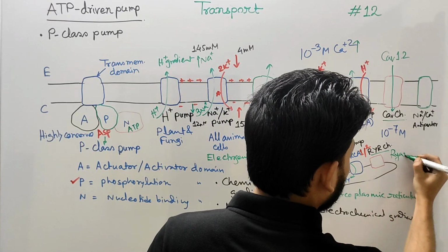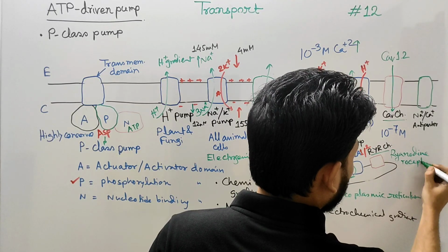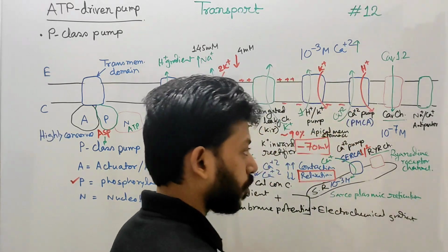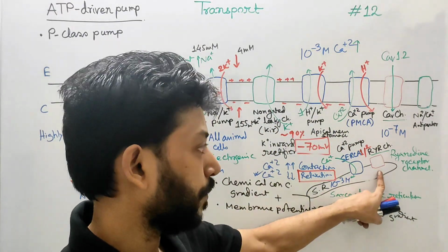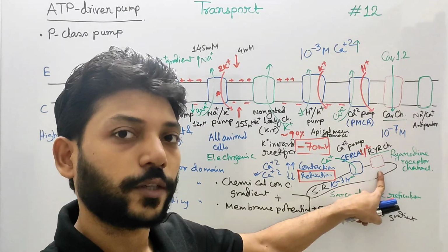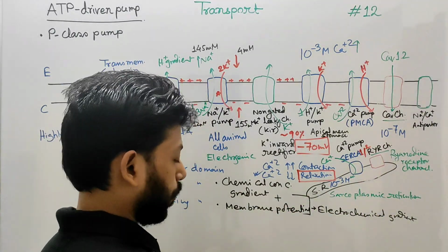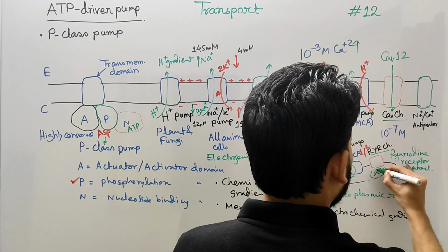Ryanodine receptor. Basically, they are channels. Now, why is it called ryanodine? Because a plant alkaloid called ryanodine can block the channel, so it's called the ryanodine receptor channel. Through this channel, calcium release occurs. So calcium will come out through the channels.